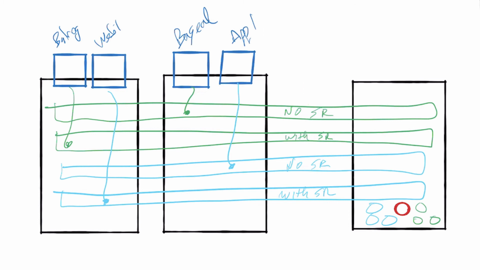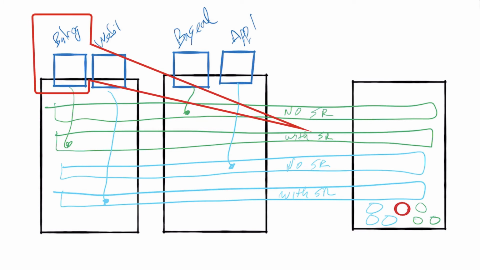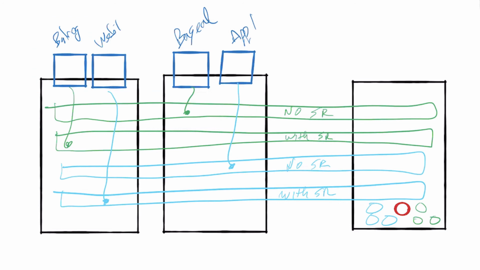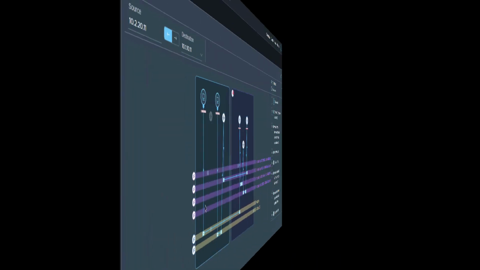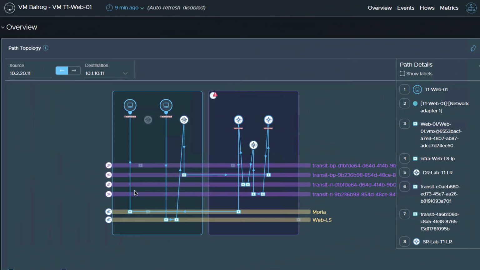Now Balrog is connected to a switch that is connected to a router that has an SR. Bagend is connected to a segment that does not have a Tier 1 gateway that has an SR. Web 1, the web tier, has an SR. The app tier does not have an SR. Let's take a look at what that looks like in the path topology that vRealize Network Insight can share with us.